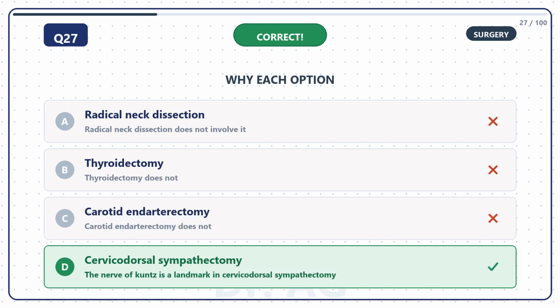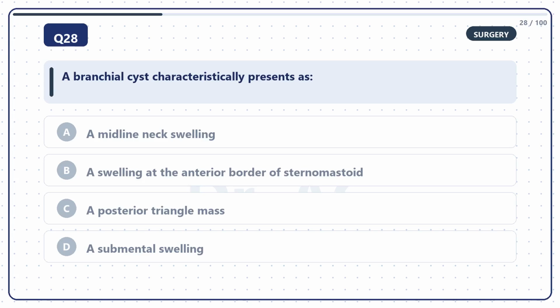The nerve of Kuntz is a landmark in cervicodorsal sympathectomy. So, the right answer is option D. Cervicodorsal sympathectomy. Question 28. A branchial cyst characteristically presents as option A.